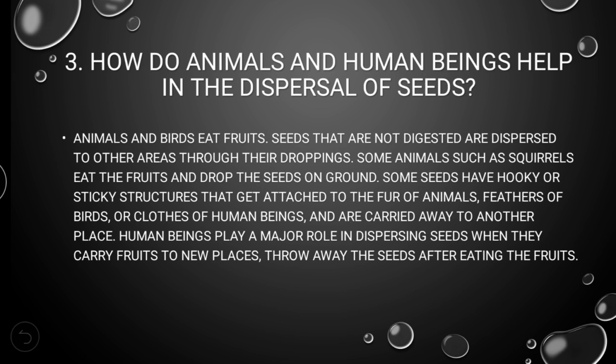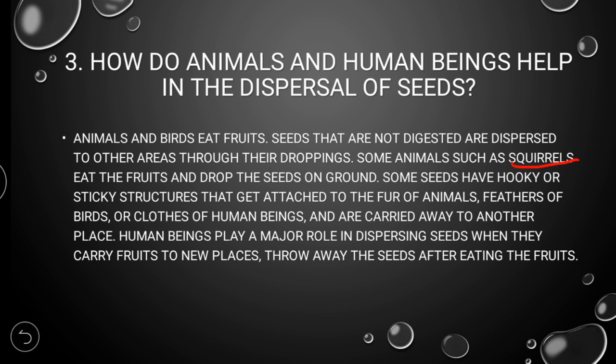Next question. How do animals and human beings help in the dispersal of seed? Animals and birds eat fruits. Seeds that are not digested are dispersed to other areas through droppings.